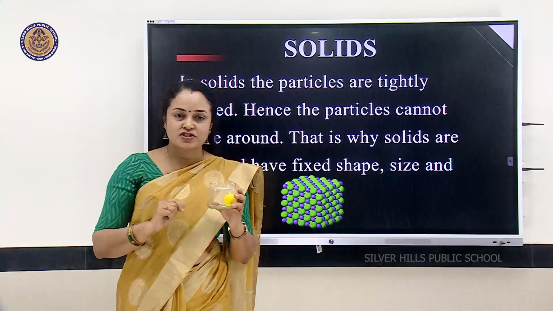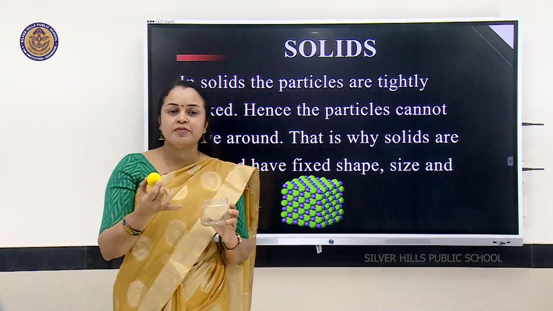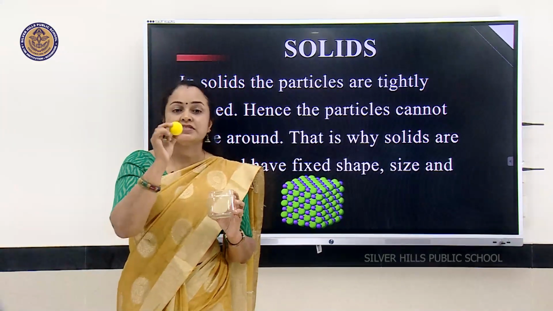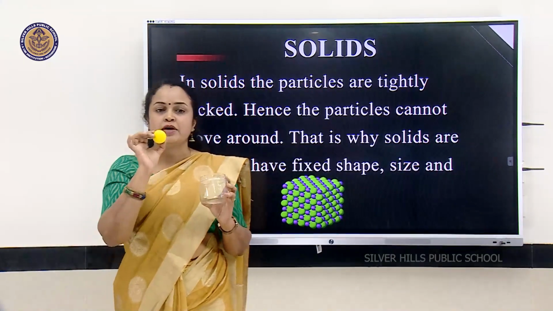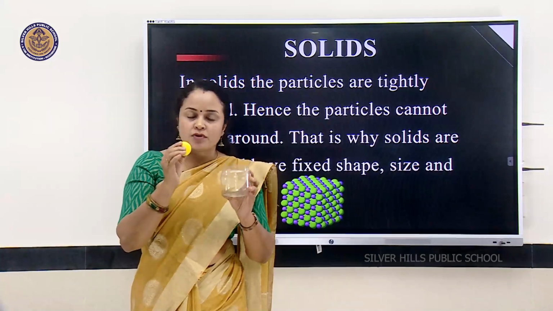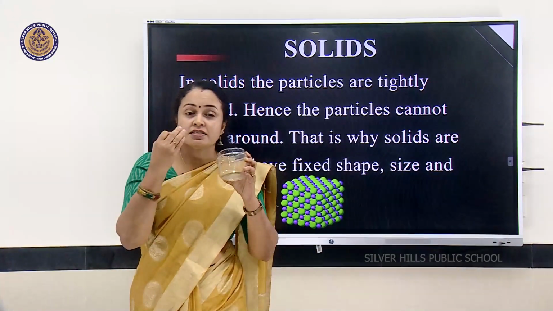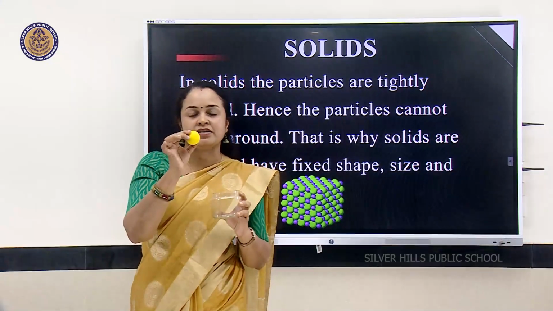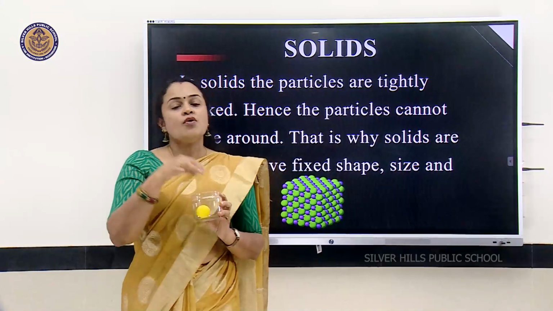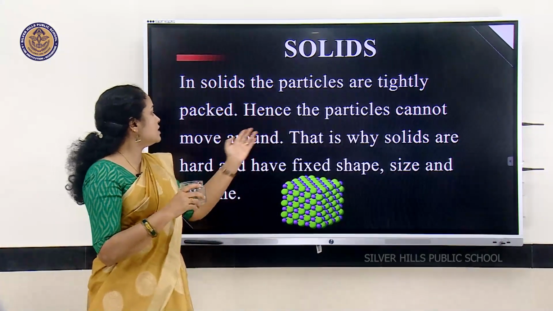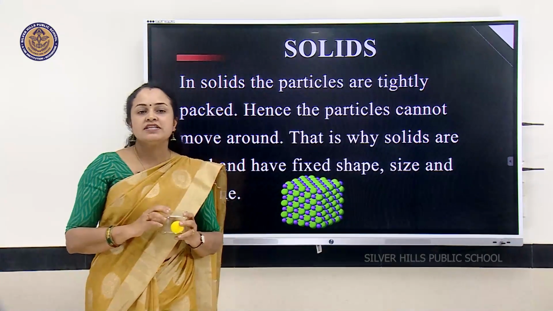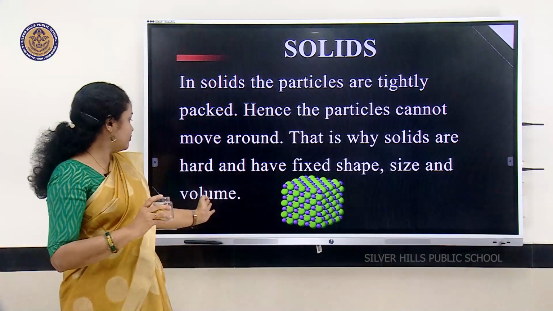Another important thing about solids is, why do they have a definite shape? Because the particles in a solid are very tightly packed. Every substance is made up of smaller particles. These particles which make up the solid are closely packed, and there is a great force of attraction between the particles in the case of solids, and they are not free to move anywhere. So how can you define solids? In solids, the particles are tightly packed. Hence, the particles cannot move around. That is why solids have a definite shape and a fixed volume.